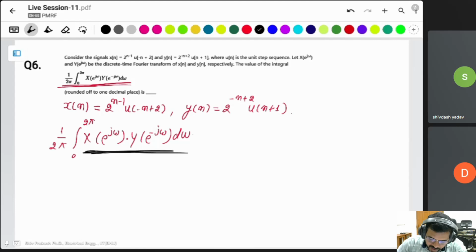Then first of all find the convolution of the x and y signals. Then after that you can simply find the discrete time Fourier transform. Then use the value of this one, and find the integration by using the central ordinate theorem.